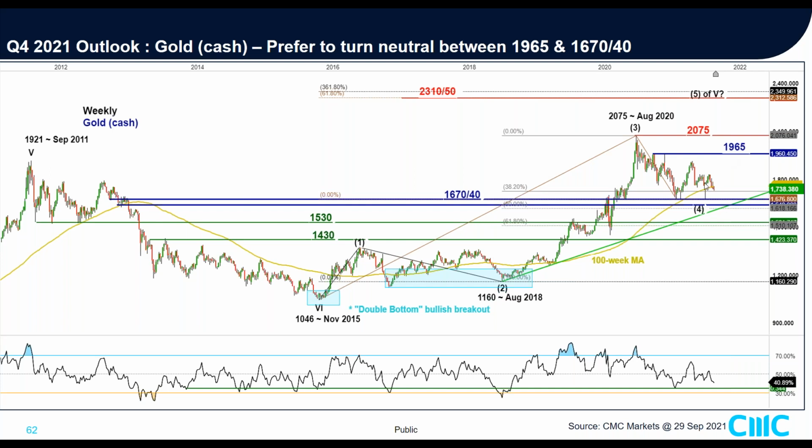So this is the Singapore National Day, a very strange early morning Asia session sell-off. It tested 1670, the upper boundary of the long-term support, and started to rebound from there. And right now it seems to be doing another test of it as well. So more neutral between these two levels, 1965 and 1670/40.